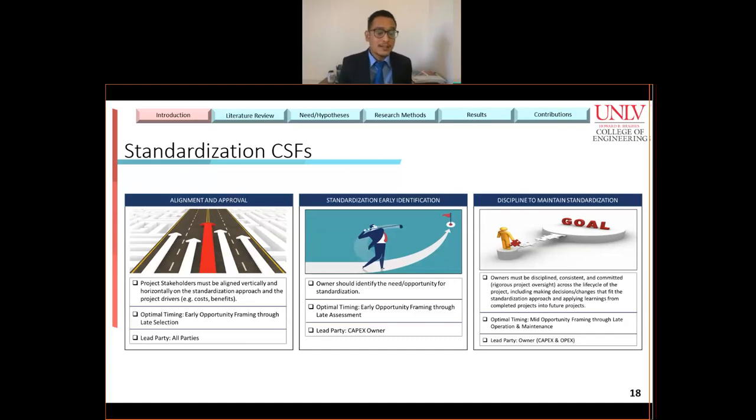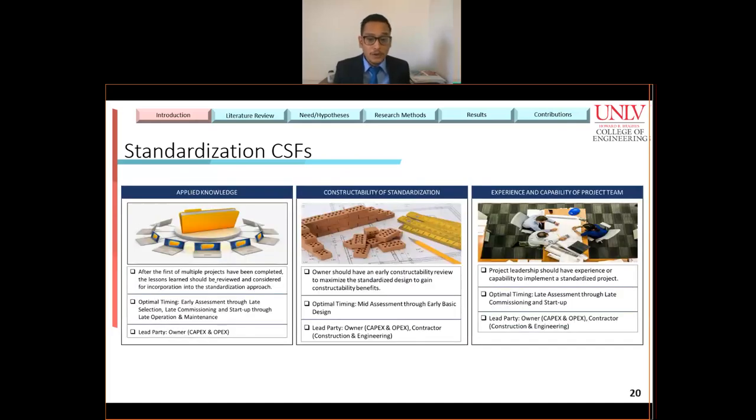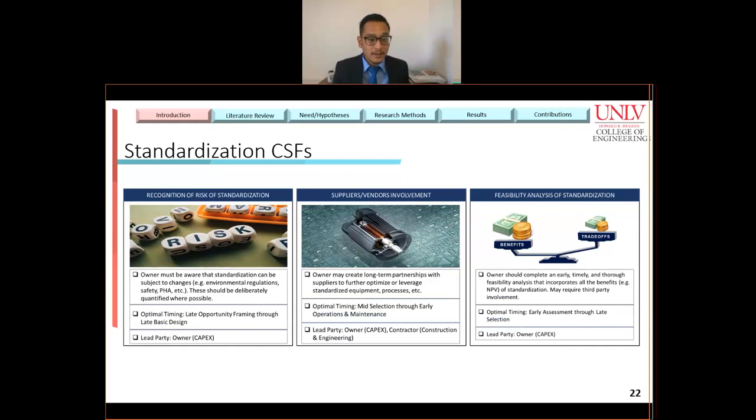So I'll not go through all the CSFs, but I'll name them. Standardization early identification is another one. Discipline to maintain standardization. Operations and maintenance consideration. Basic engineering design data. Defining the standardization approach as early as possible. Applying knowledge to subsequent projects. Constructability of standardization. Experience and capability of the project team. Benefits and trade-offs recognition. Procurement development. Technology maturity. Recognition of risk of standardization, suppliers and vendors involvement, and feasibility analysis of standardization.